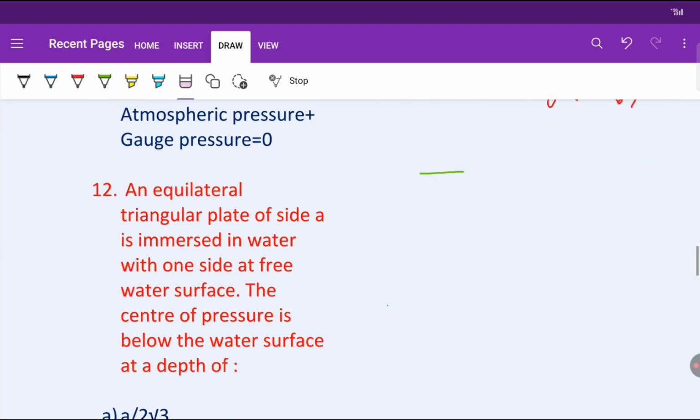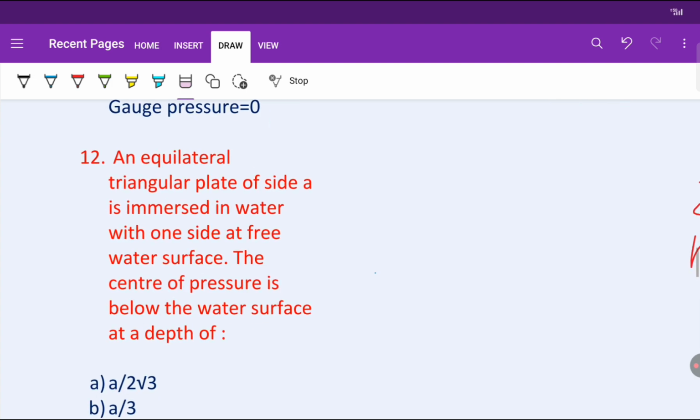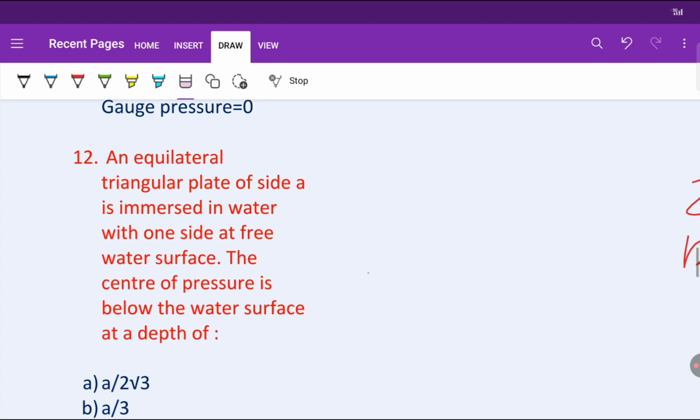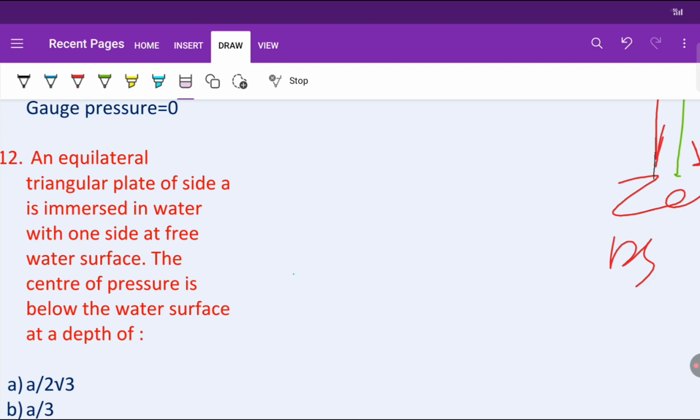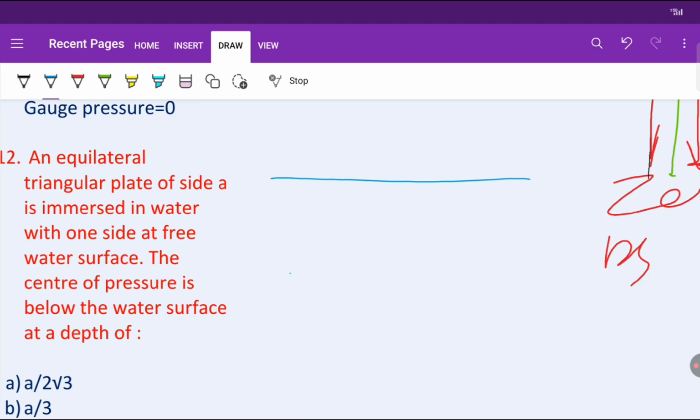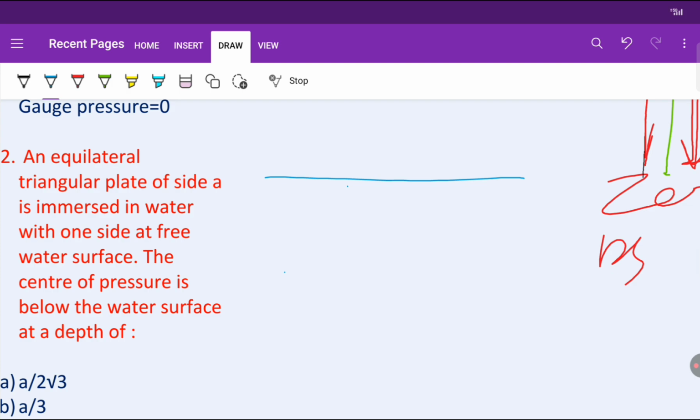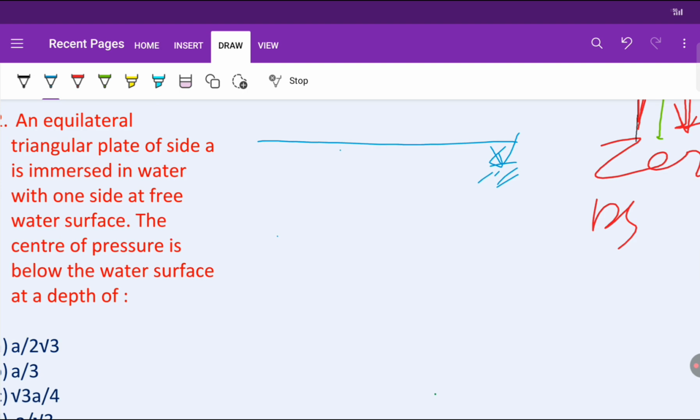Let's go to the next question. An equilateral triangular plate of side is immersed in water with one side at the free surface. The center of pressure is below the water surface at a depth of. In the question there is an equilateral triangle touching the free water surface. So here it is, our triangle.